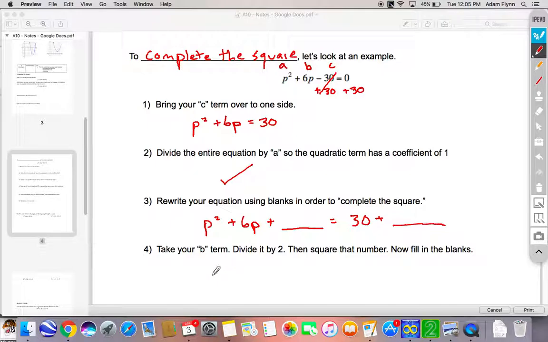Step 4, we're going to take our b term. Our b term is 6. We're going to divide it by 2. So 6 divided by 2 is 3. Now we're going to square that number. And again, it doesn't matter what our b term is at this point, we're always going to square it. So 3 squared is 9. That's what's going to go in our blanks. Okay, pause the video if you need more time.